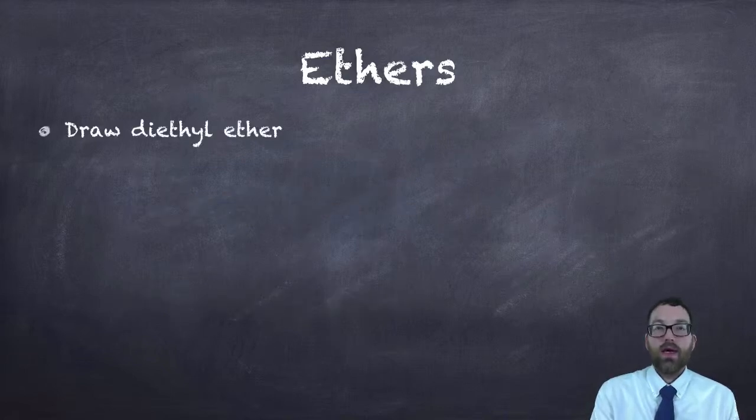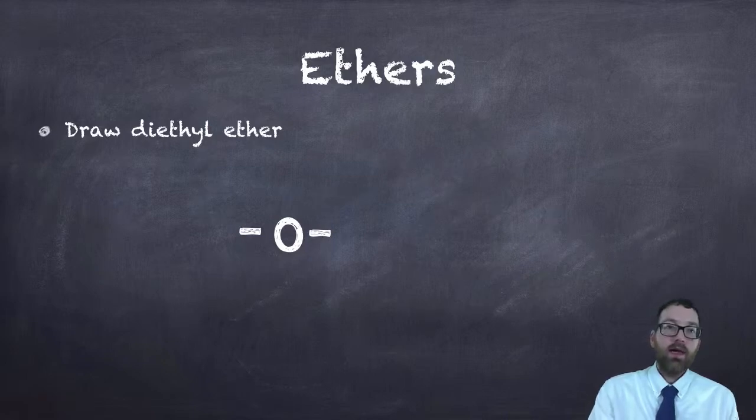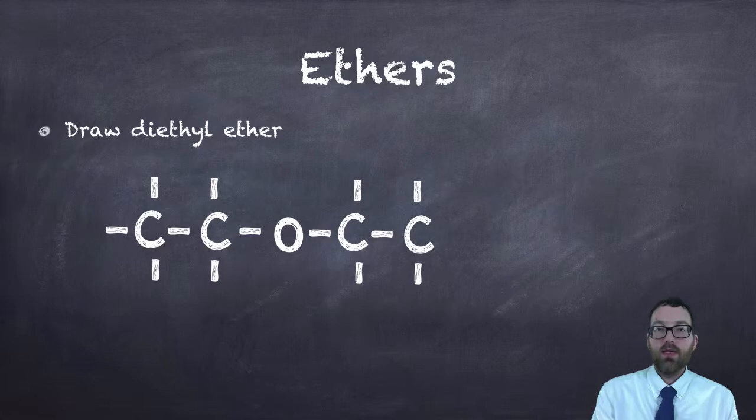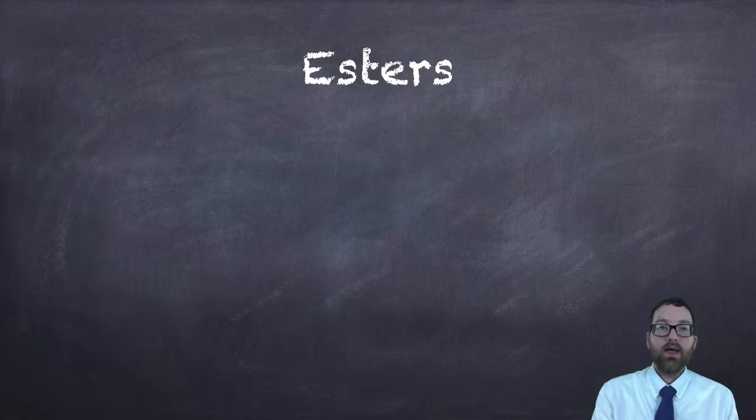Next, let's draw diethyl ether. If it's an ether, I like to start with the functional group of single bond O single bond. The diethyl tells me the alkyl radicals attached to either side are both ethyl groups. So an ethyl group would have 2 carbons. So it'll be CH2, CH3 to the left, and then another CH2, CH3 to the right. There's my diethyl ether.